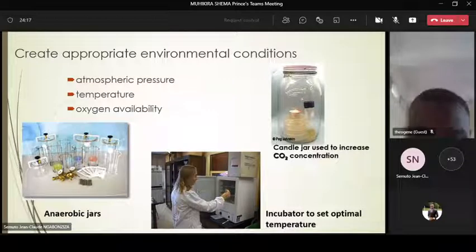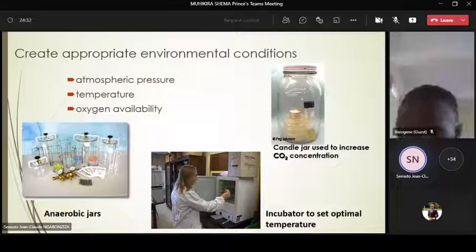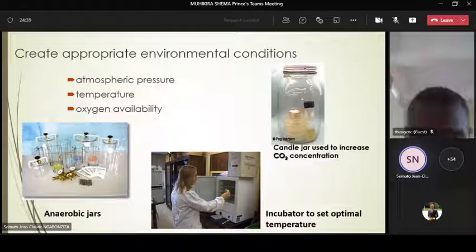So in the lab, we use an anaerobic jar to create the anaerobic environment. We use incubators to set the optimal temperature. And we use sometimes a candle jar. If you can see inside this bottle, there is a candle that reduces oxygen, but also increases a bit the concentration of CO2, for some organisms that need a high amount of CO2 to grow nicely in media. So all these are used to create better environmental conditions.